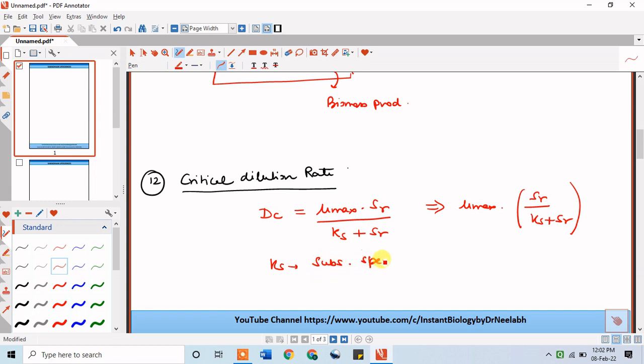Substrate specific constant. And Sr is steady state residual substrate concentration. तो ये फार्मूला यूज़ कब होता है, इसके पीछे का कॉन्सेप्ट क्या है?